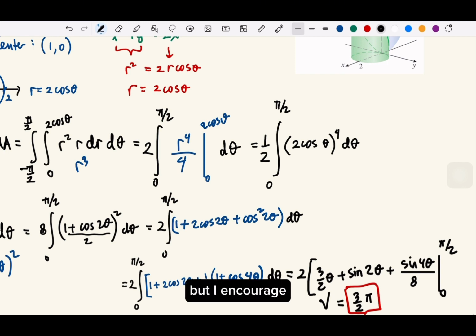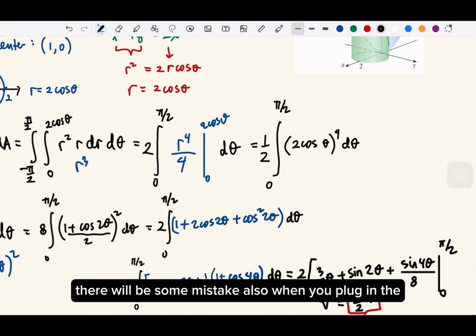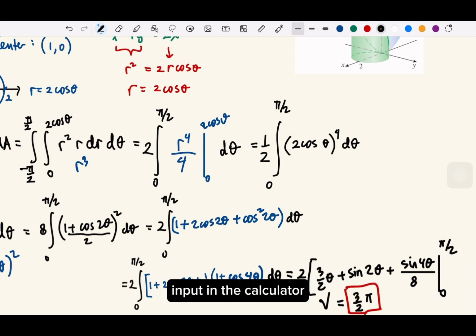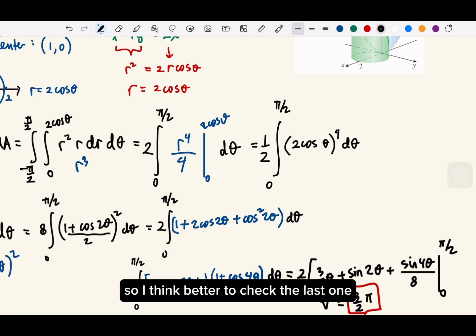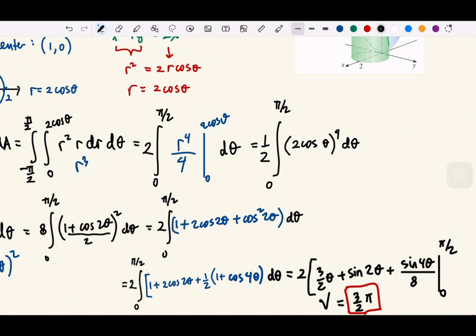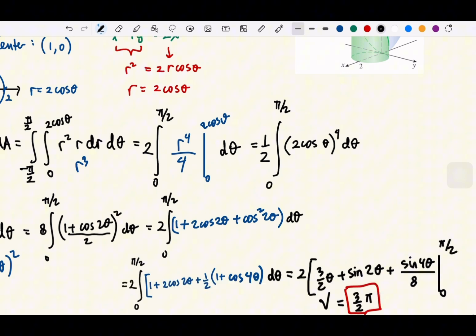But I encourage just using the calculator for confirmation, because sometimes there will be some mistake when you plug in the input in the calculator. Like if you do it in the middle, maybe your calculator will give you the wrong answer. So I think it's better to check the last one, only the last one, to avoid more mistakes.